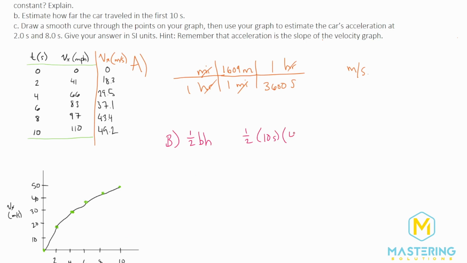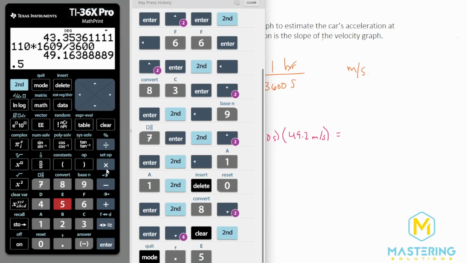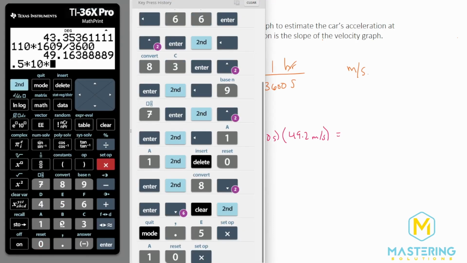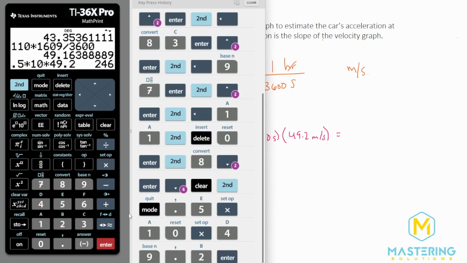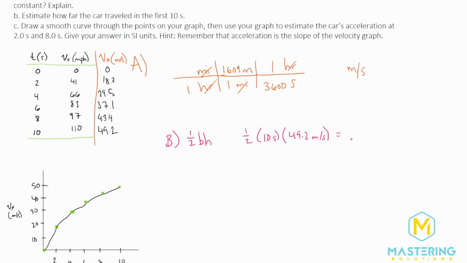49.2 meters per second. So 0.5 times 10 times 49.2 as an estimate of the area underneath the curve is 246. So we could round that to 250. But if you notice, like when we draw this, it's not a true triangle.